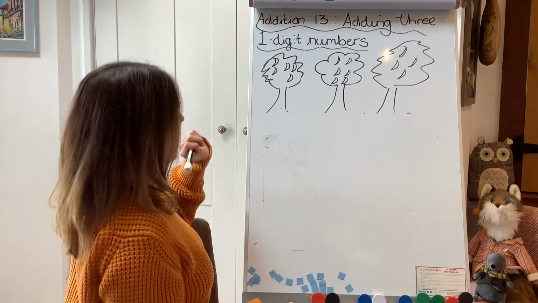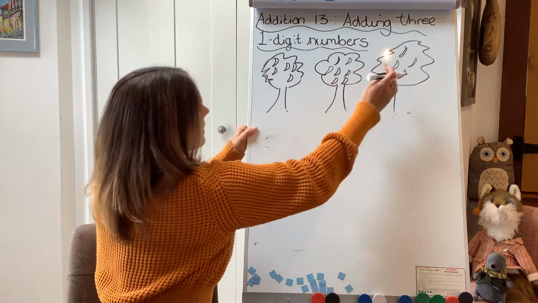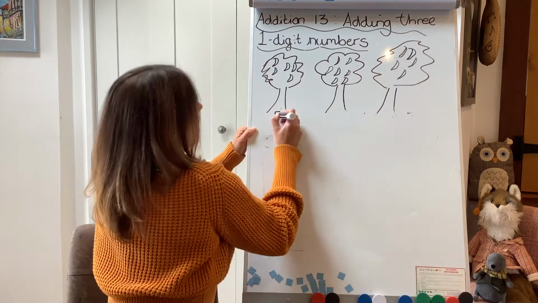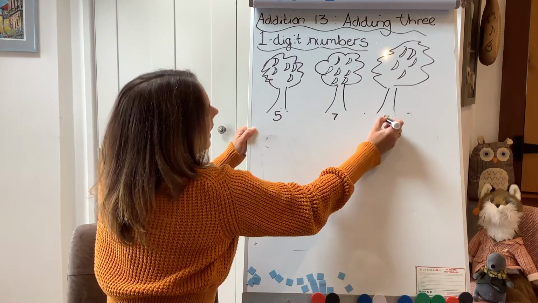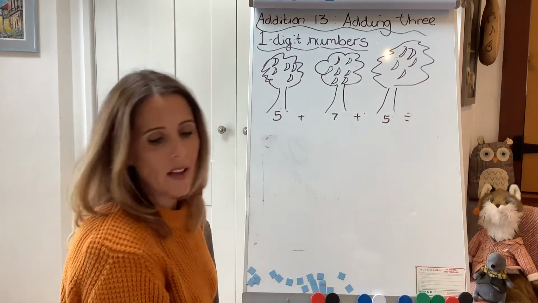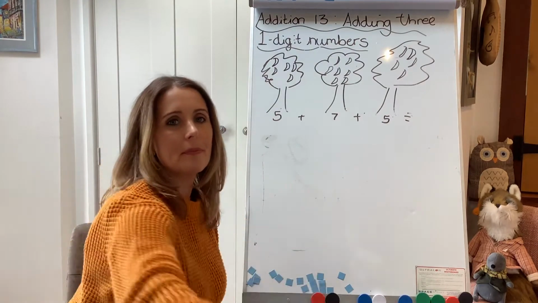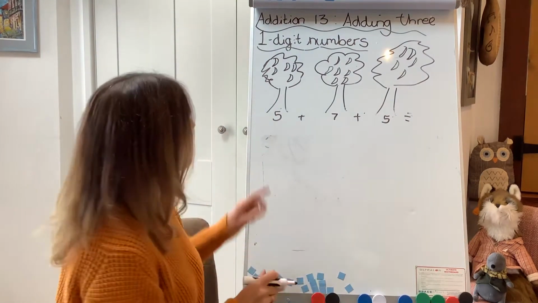using a bar model. Okay, so there's 5 on the first one, 7 on the second one. We've got 5, 7 and 5. How many bananas have we got all together? Okay, pause it and off you go. Okay, how many bananas have we got all together?